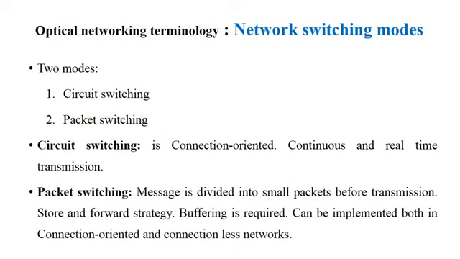Network switching modes. Conceptually, I've already explained this in the previous slide. There are two types we are going to have: circuit switching and packet switching. First one, circuit switching, is connection oriented. What is the meaning of connection oriented? There will be a dedicated path from source to the destination for the transmission of the data. Once the data transmission is complete, that will be terminated and can be made use of by some other sources for the transmission of the data. So circuit switching and connection oriented are always in combination.